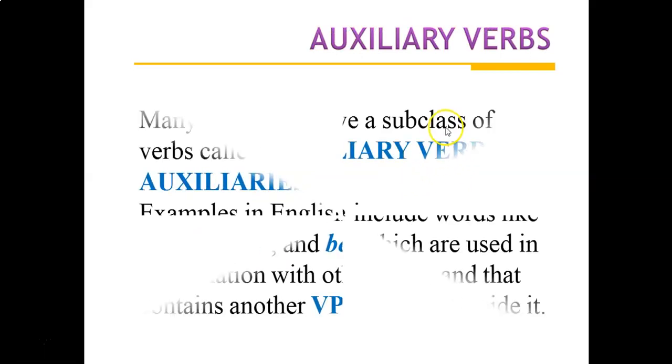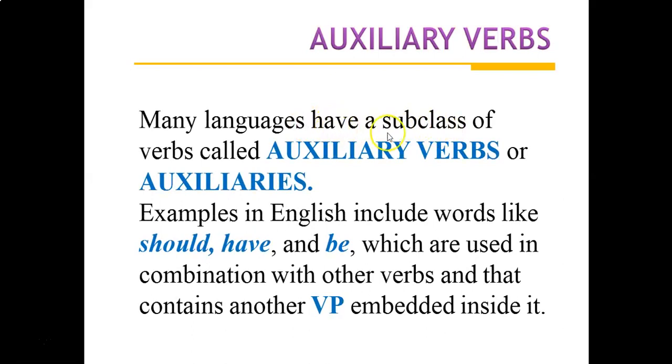Well, we come to the next one. We talk about auxiliary verbs. Many languages have a subclass of verbs called auxiliary verbs or auxiliaries. We can say kata kerja bantu. Examples in English include words like should, have, may, might, must, and so on, and be also, which are used in combination with other verbs and contain another VP embedded inside it.